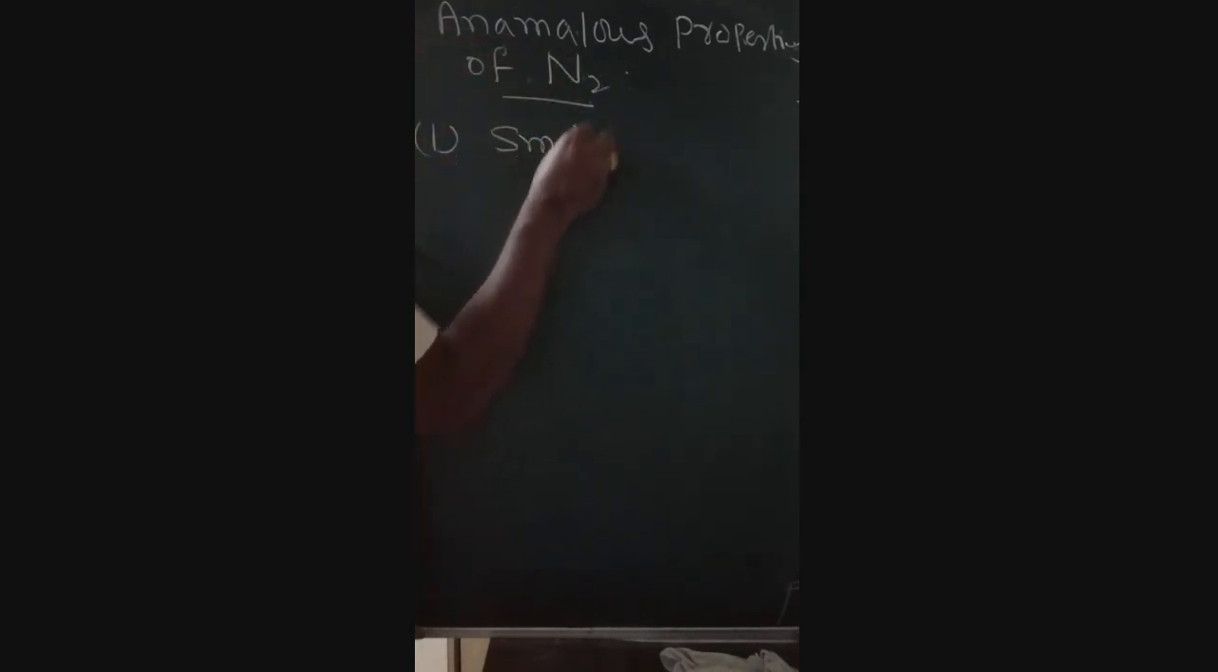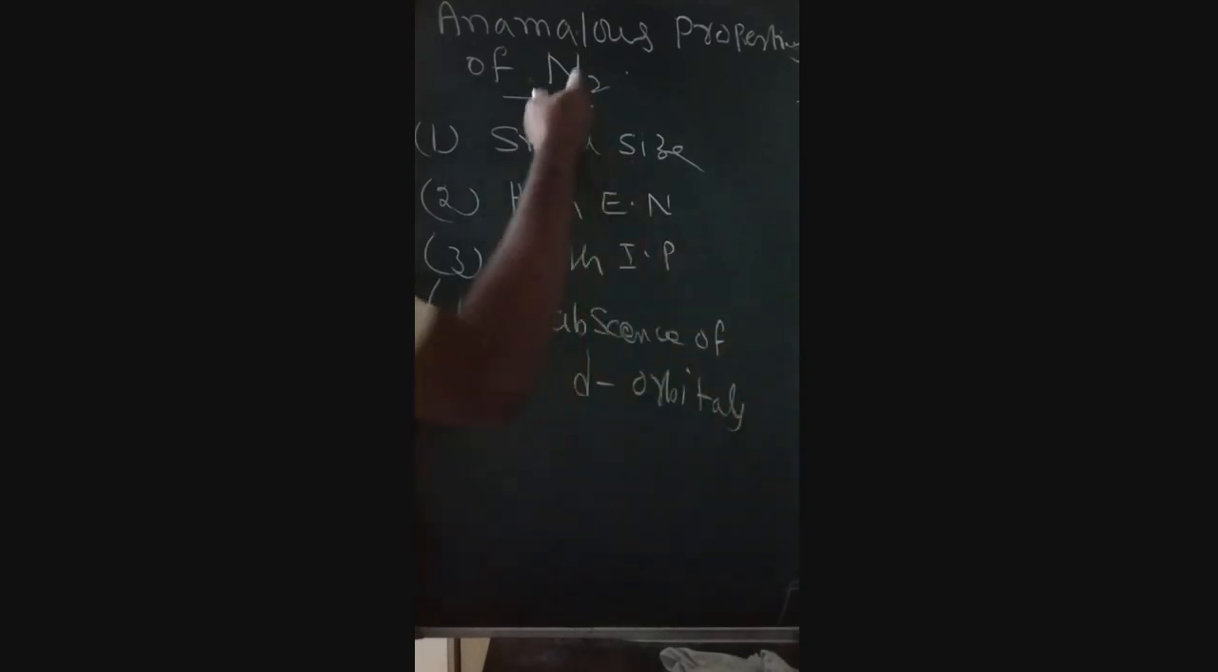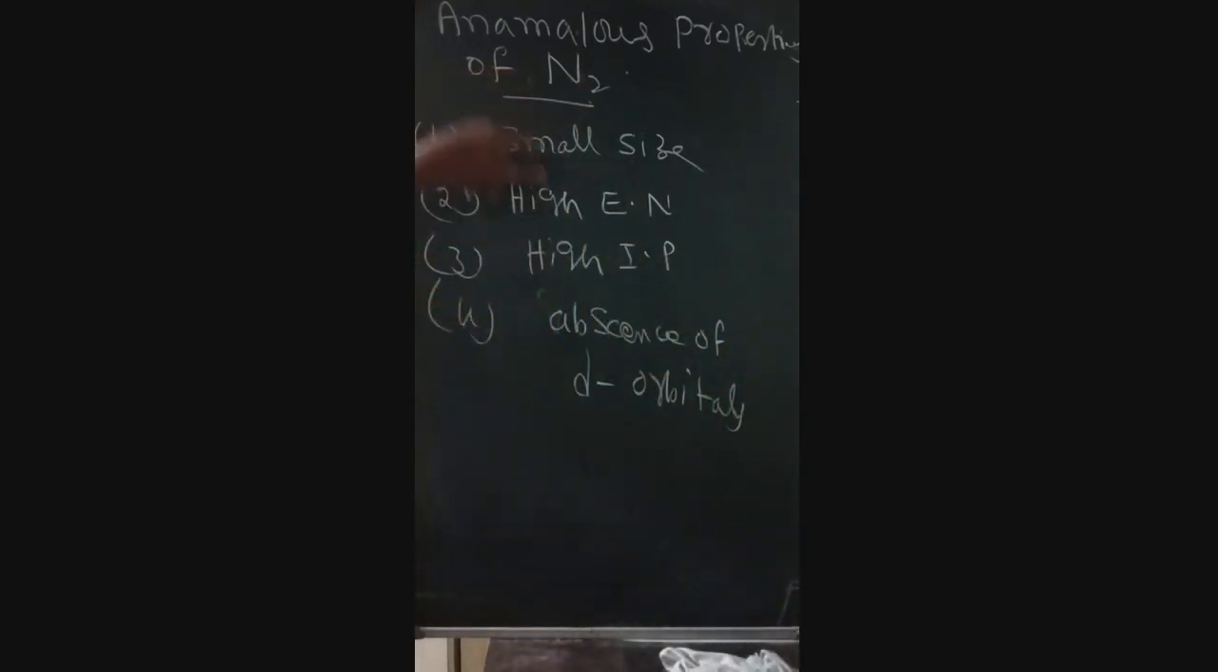One is small size, second is high electronegativity, third is high ionization potential, and fourth is the absence of d orbitals. Due to these reasons, nitrogen exhibits anomalous properties in this group. Okay children? Now, what are the anomalous properties? These are the reasons for the anomalous properties.